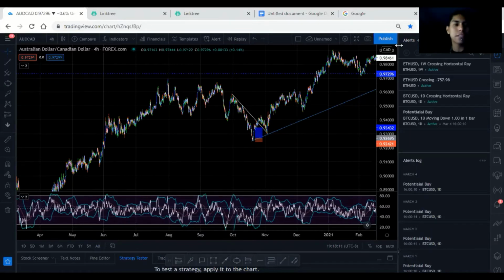So for this example, we're gonna use AUDCAD. It's just a random pair I chose. It's not like I trade it all the time. I do trade it sometimes, but it's not one of my favorite pairs. I have made some good trades out of this pair.